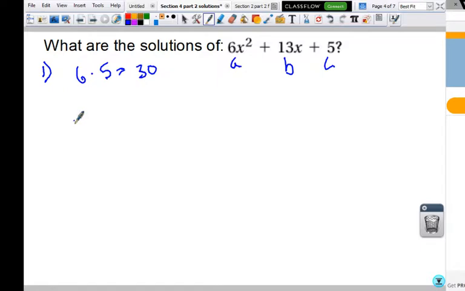Alright, I want to know what times what is 30 and adds up to the number in the middle, which is 13. So, DeAndre, give me 2 things I can multiply to get 30.